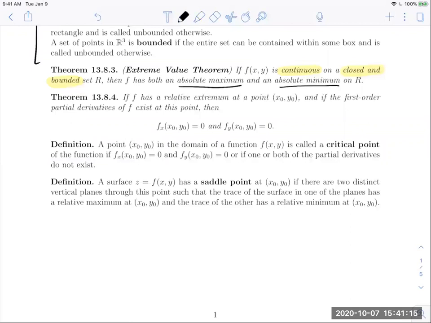We have one more theorem here, Theorem 13.8.4, that says if there is a relative extremum at a point, and if the first order partials exist, then it must occur when the first partial with respect to x equals 0 and when the second partial with respect to y equals 0 at that critical point. And so here we say that a point x naught, y naught in the domain is a critical point if both of those conditions hold, or if one or both of the partials do not exist.